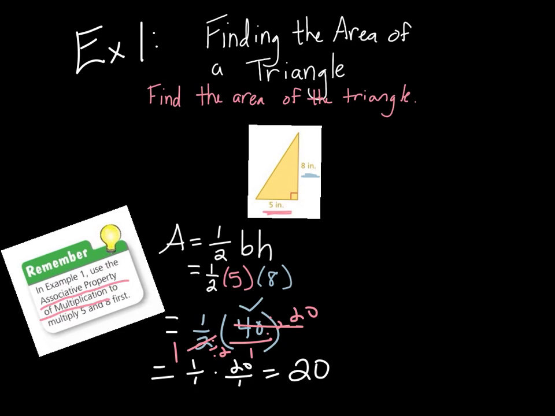Or you use your common sense math, which says half of 40 is 20, and that makes it even easier. We are going to continue to remember that all area, no matter what polygon we use, is going to need a label of square inches. So our final answer here would be 20 inches squared.